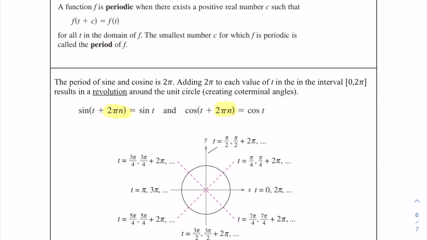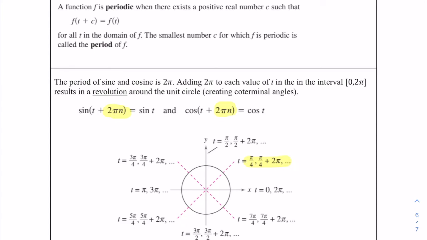So if you add 2 pi or subtract 2 pi, n is just representing the many times you can do these revolutions. So anytime you add 2 pi or subtract 2 pi, you're going to get back to another value. So it's periodic. You have pi over 4, and pi over 4 plus 2 pi n will get you back to that location.